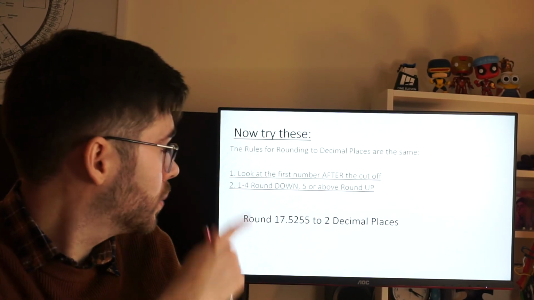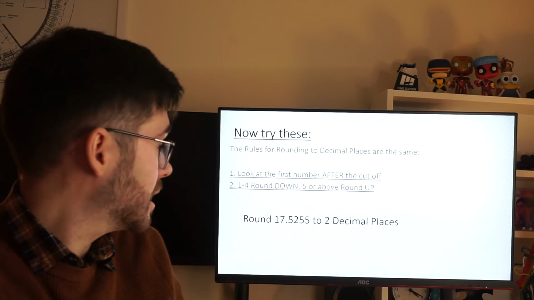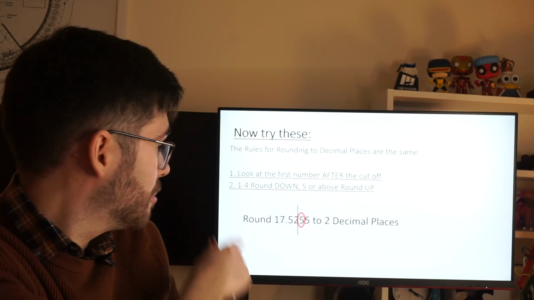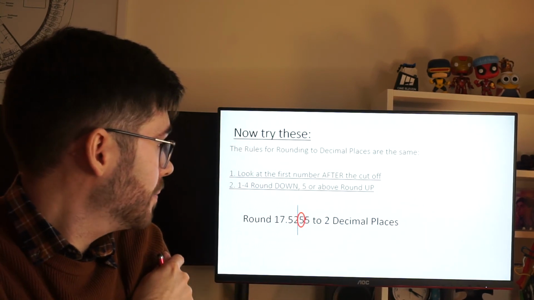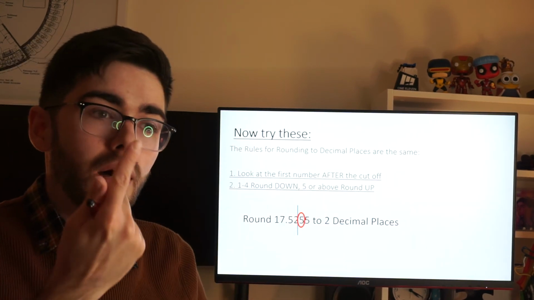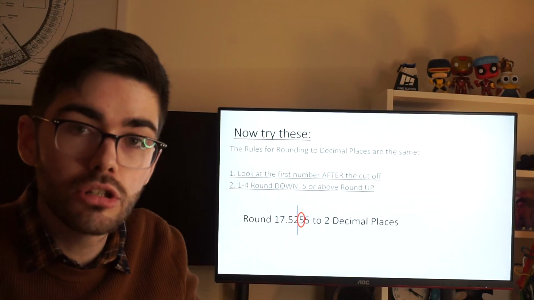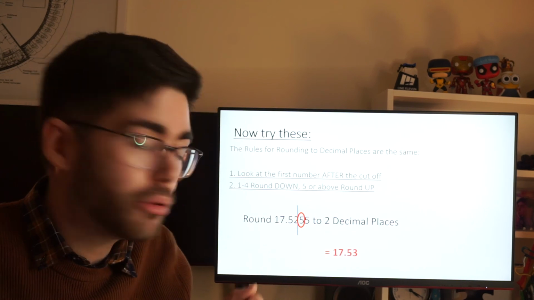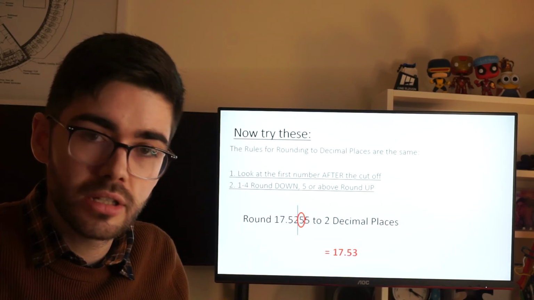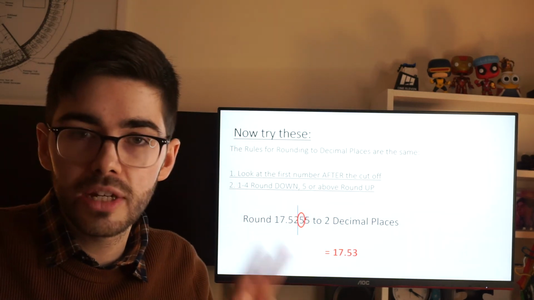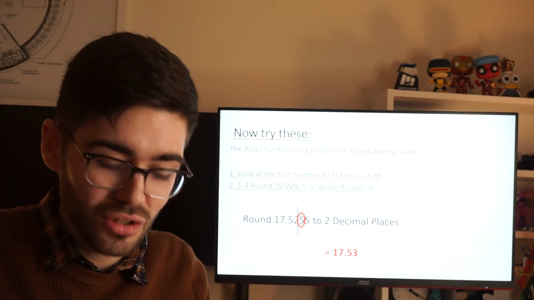First thing we do, we draw a line after 2 decimal places. So we count 1, 2, then we draw a line. And we're looking at the next number, that first 5, okay? 5 or above, round up. So that has to round up. It rounds the 2 up, which turns it into a 3, 17.53. That is our answer, okay? And that's how you round with decimal places. So no matter what we're rounding, we're always thinking about those 2 rules, and that does not change.